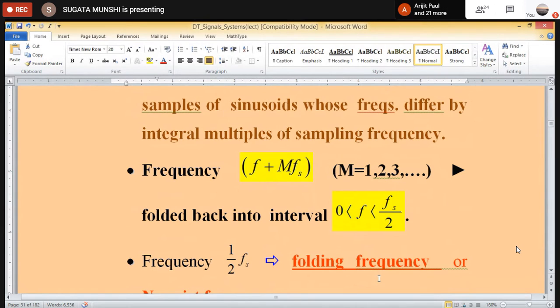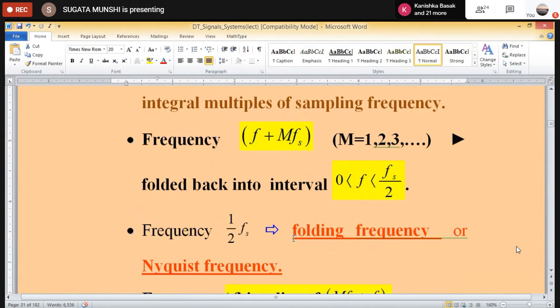But if you try to reconstruct an analog sinusoid from the sampled version y(n tau), it will be the sinusoid x(t). Now this frequency fs by 2 is called the folding frequency or Nyquist frequency. Nyquist is the name of a person.